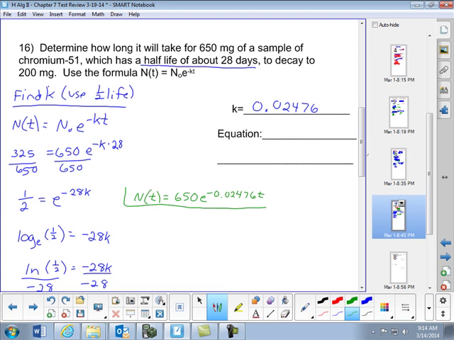And this is the equation I would like on your answer blank. Okay? So that will go up here. All right, now the last part. This is a long, big problem.